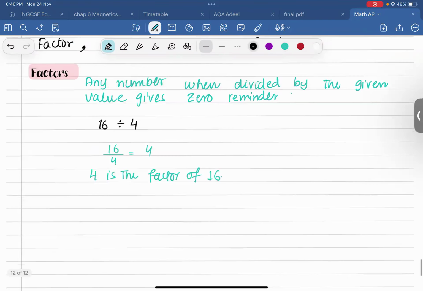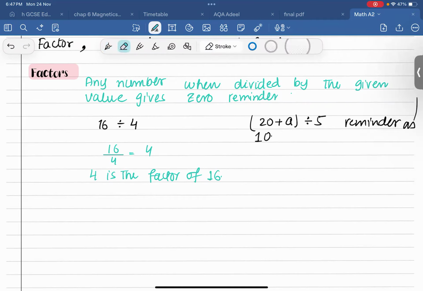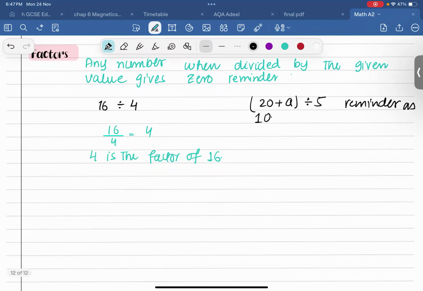Now the other concept is, let's say I'm telling you that 20 plus a, when you divide that by 5, the remainder turns out to be 10, right? Now there are two types of questions that they can give you in the exam. The first one is what I've shown, and the second one is this one, obviously with a very high difficulty level. So what you do is 20 plus a divided by 5. You can either separate the terms, so 20 divided by 5 plus a divided by 5, or you can do the long division, right?